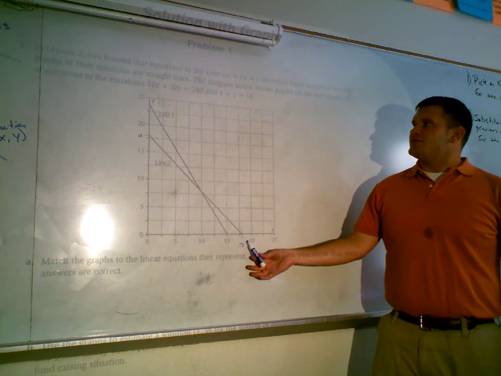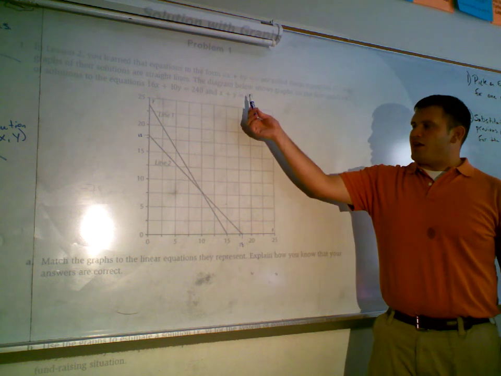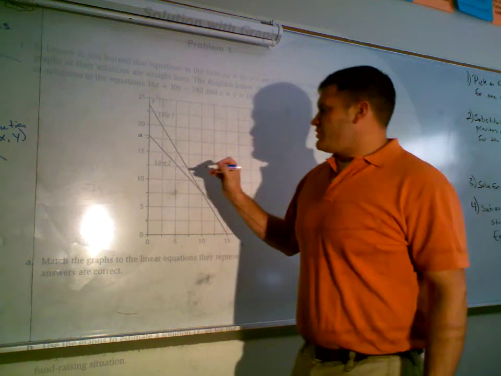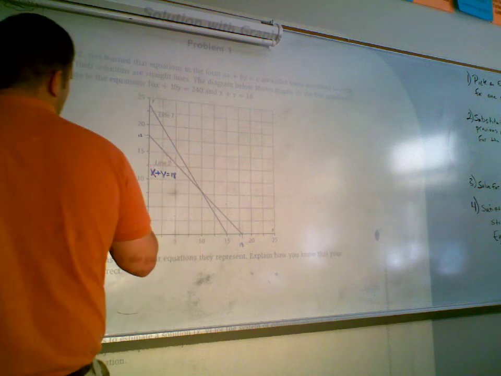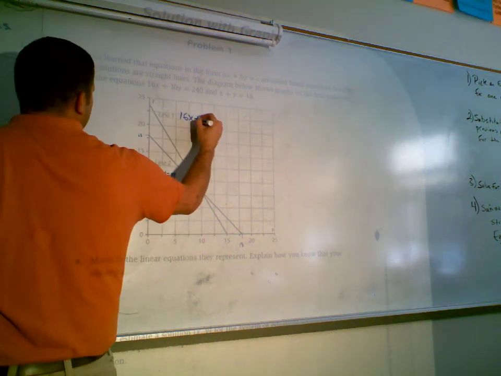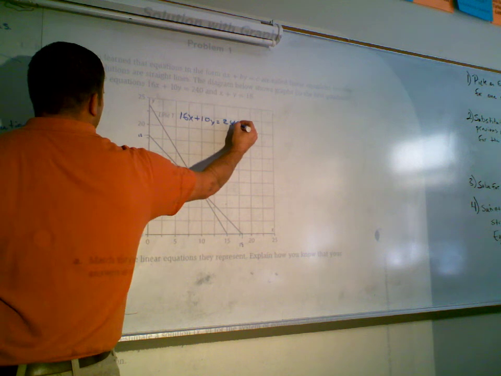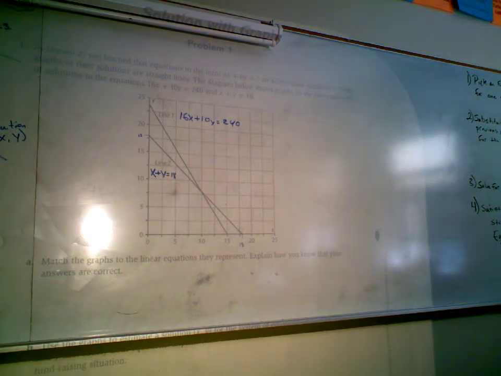Which graph is this? The second one, right? So line 2 is x plus y equals 18, which means line 1 is 16x plus 10y equals 240. Does that make sense, guys? Now, in general, if we had to make these graphs, could we use the equations like that, or should we solve for y equals mx plus b? We could use those and find solutions, but it might be easier to do mx plus b and use our calculator.